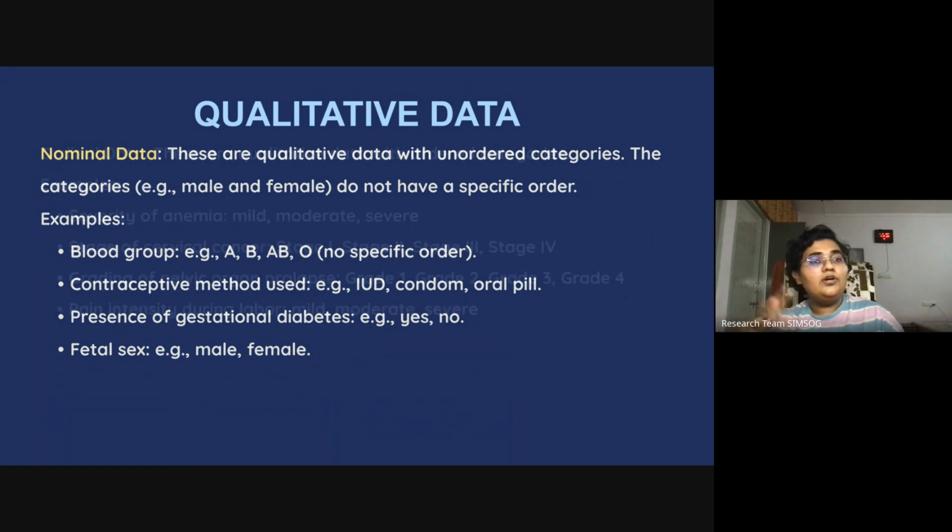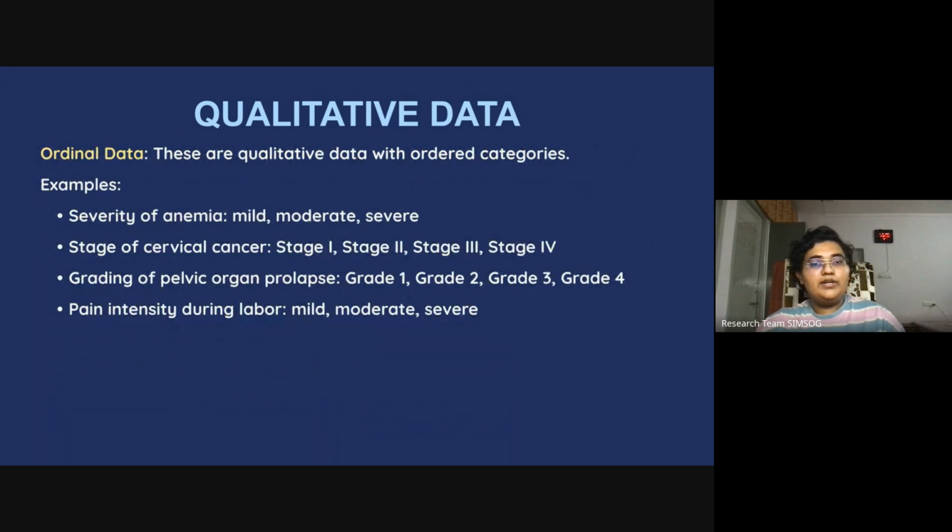On the other hand, ordinal data is qualitative data that has ordered categories. For example, the severity of anemia. It goes mild, moderate, severe. It has an inherent order. It is not moderate, mild, severe. Or the stages of cervical cancer. It's not stage 3, stage 1, stage 4, stage 2, right? It has a proper increasing or decreasing order. Or the grading of pelvic organ prolapse, or the pain intensity during labor. So it has an order in itself, right?